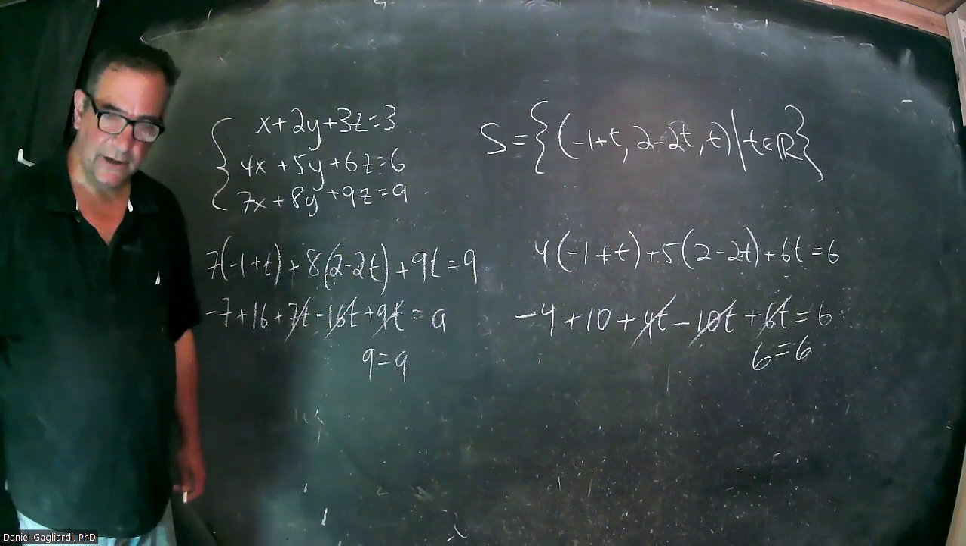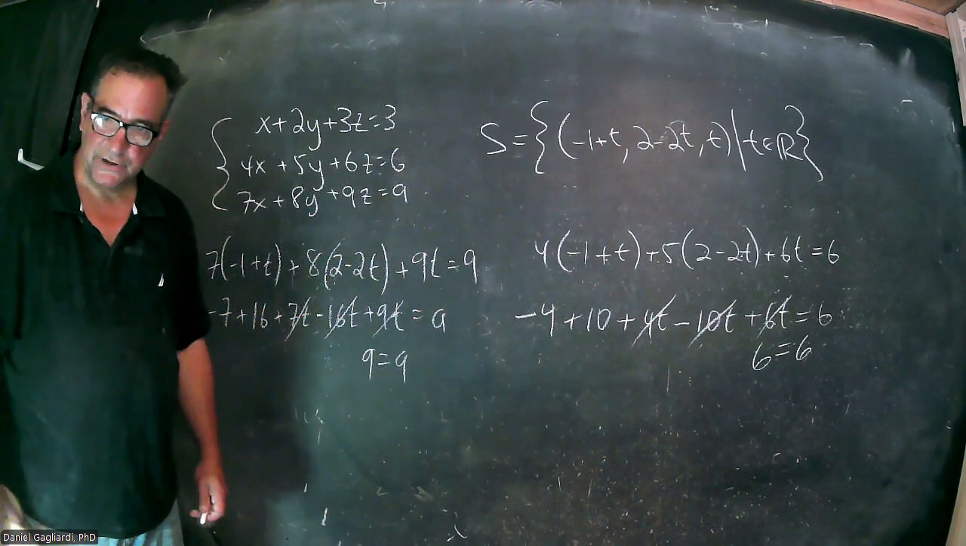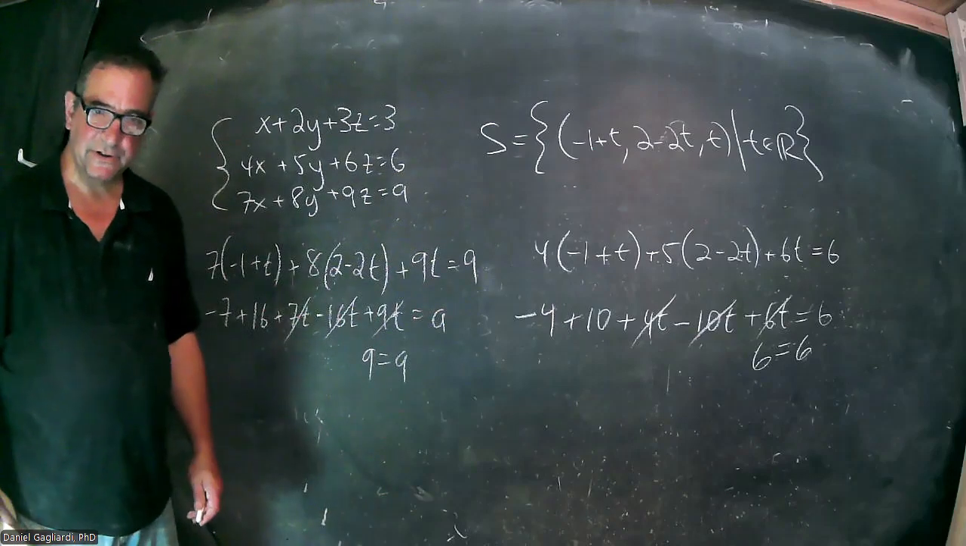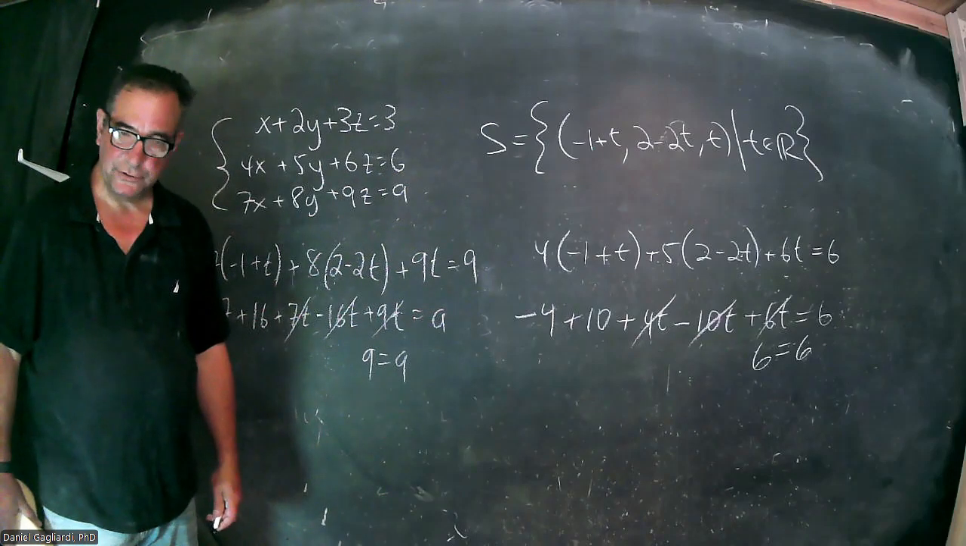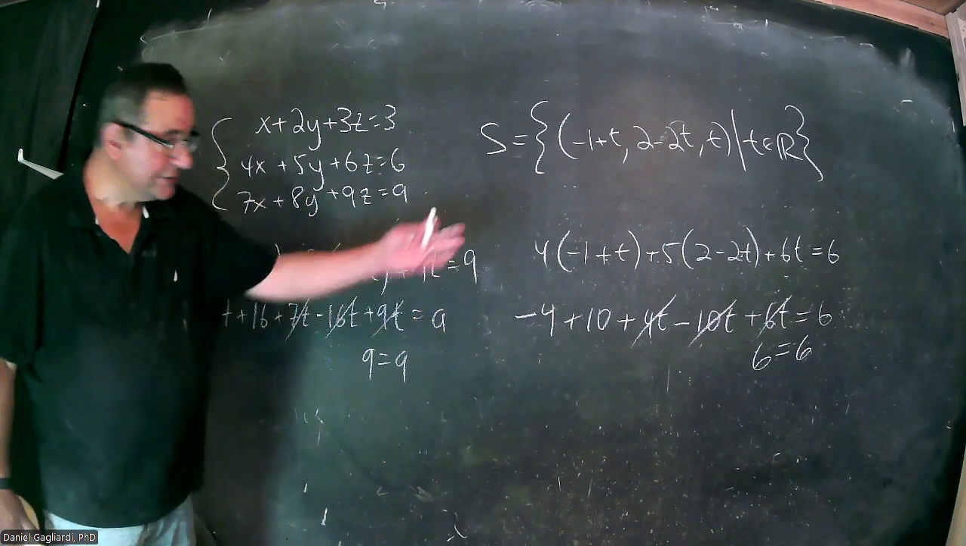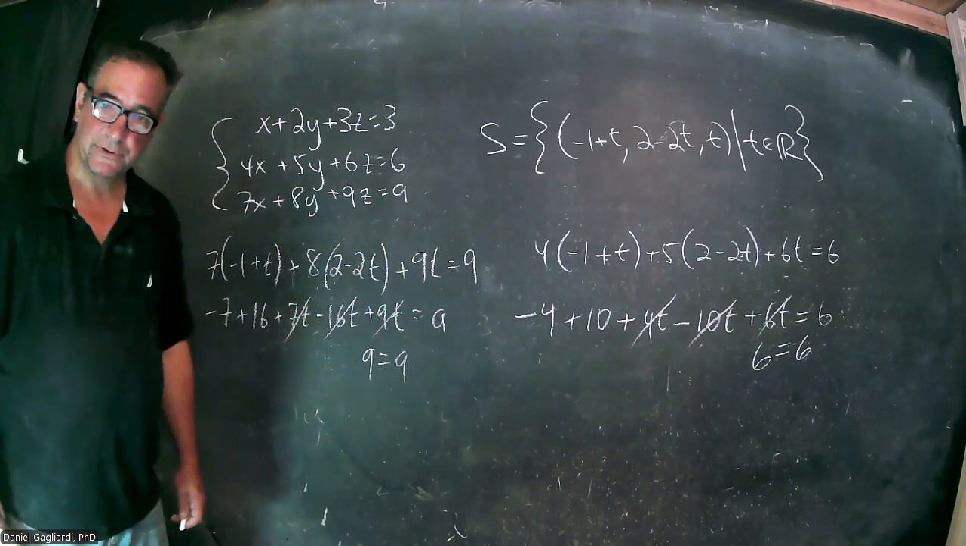So this linear system has infinitely many solutions, different from previous linear systems that I did for which the solution is unique. Okay, we call this a one-parameter family of solutions.